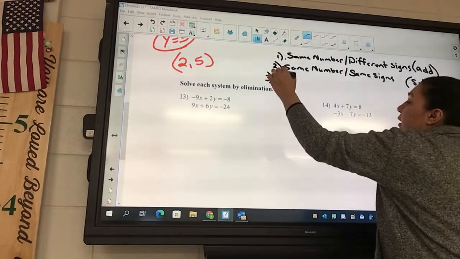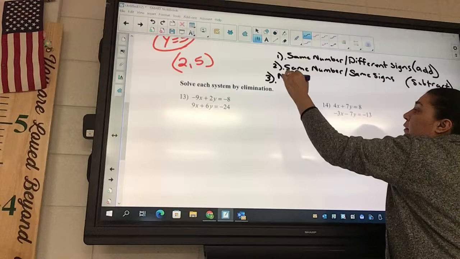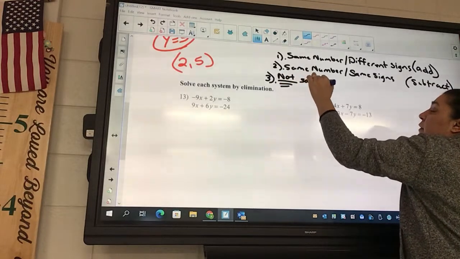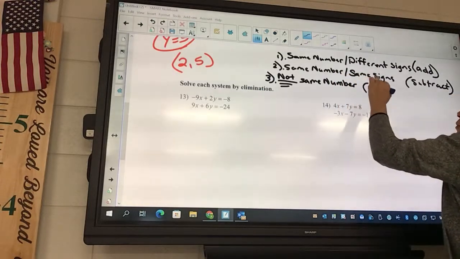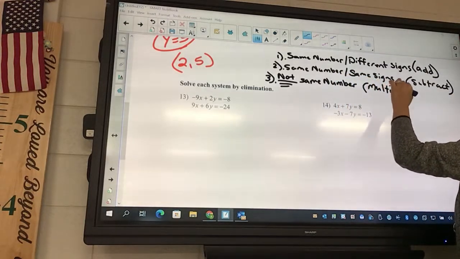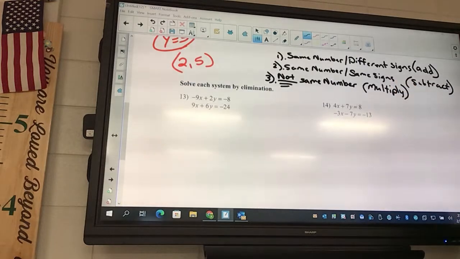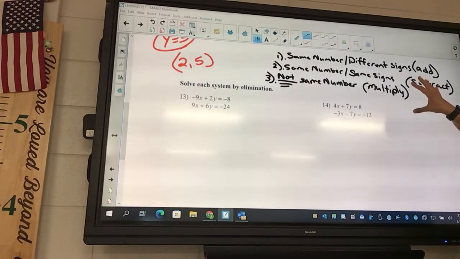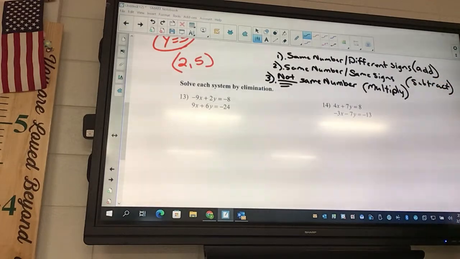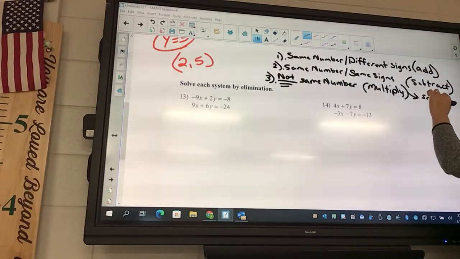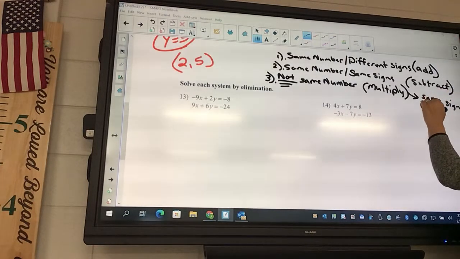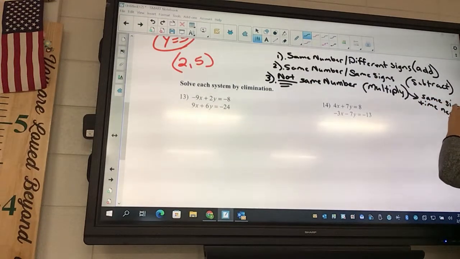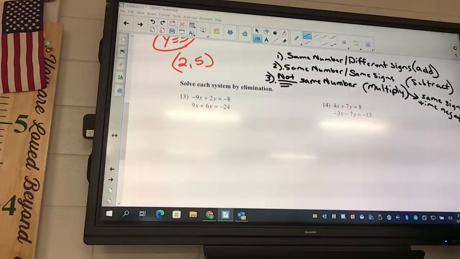Okay, and then step 3 is going to be not the same number. Then what do we do? We got to multiply. Okay, and if you have something with the same signs, you need to multiply by a negative. Same signs, we can say times a negative, because we want them to be able to just add together.